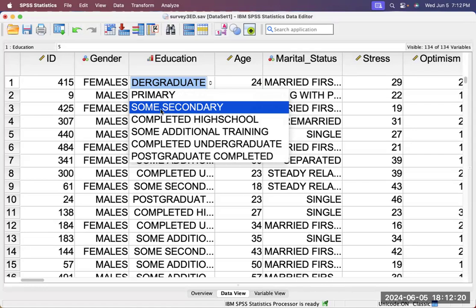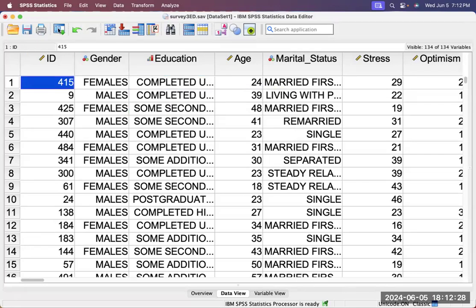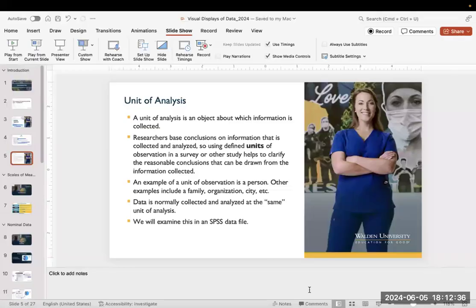Because whatever results you have, whatever you're reporting, is going to be reported for that unit of analysis, okay? Now, I'm going to go ahead and just minimize this, and I'm going to get back to the PowerPoint, okay?